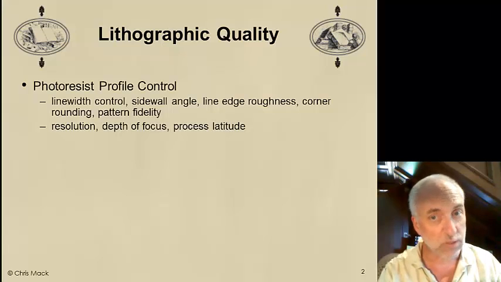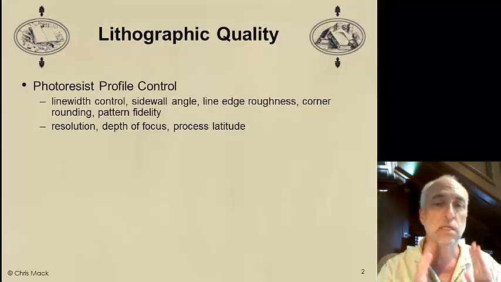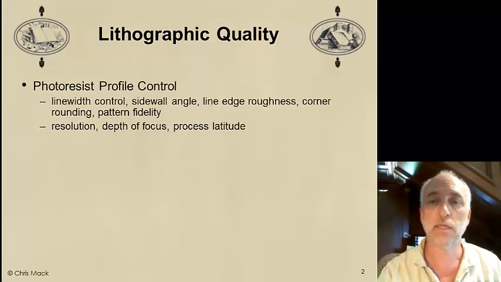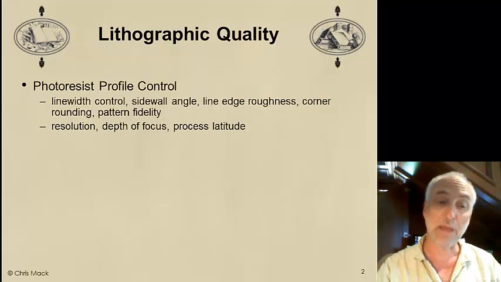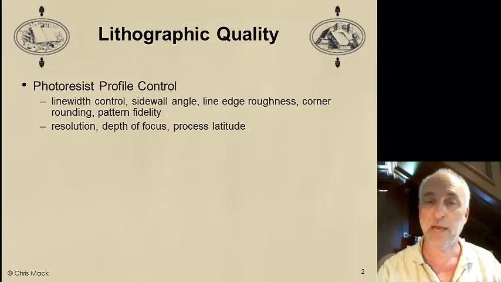Line edge roughness, we're going to talk about that later, but line edge roughness is the smoothness of the sidewalls and as a result the smoothness of the line width. But we make more than just lines, we make patterns that have corners and lots of interesting shapes, so the corner rounding and overall pattern fidelity.